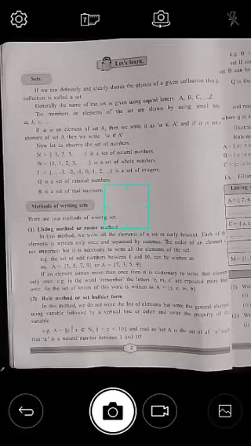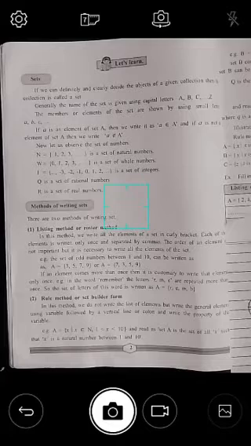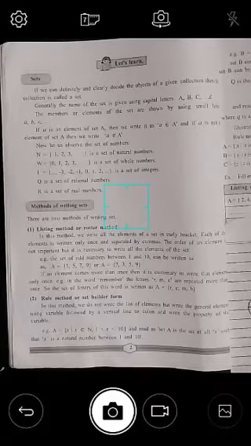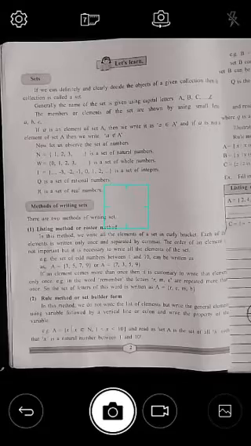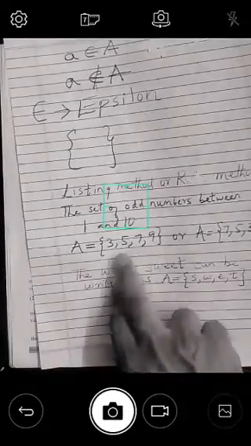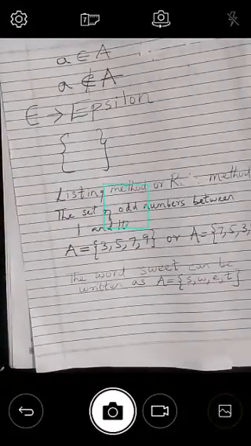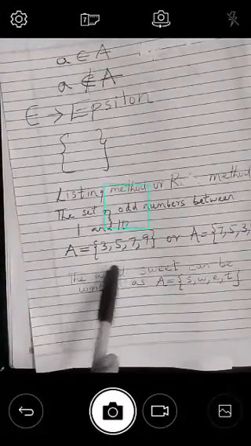Then there are two methods of writing sets. One is the listing method or the roster method, in which the elements are written within curly brackets and separated by commas. So it is written as a list.